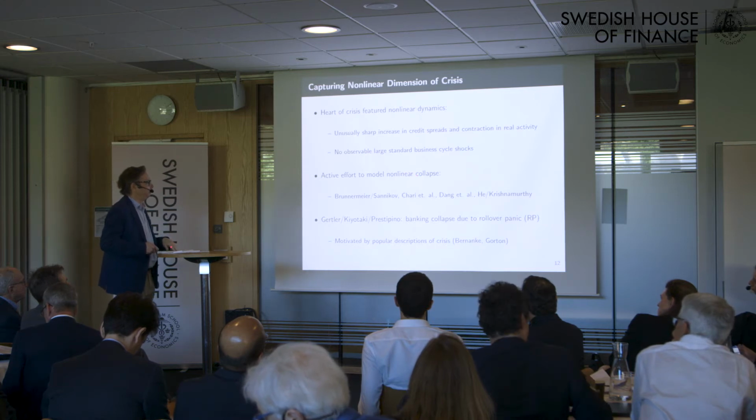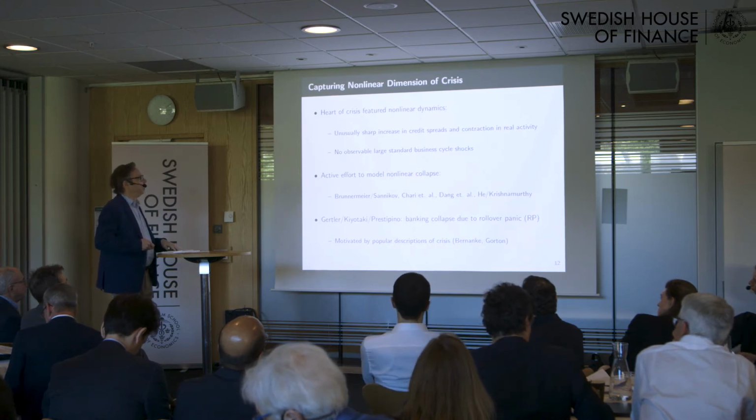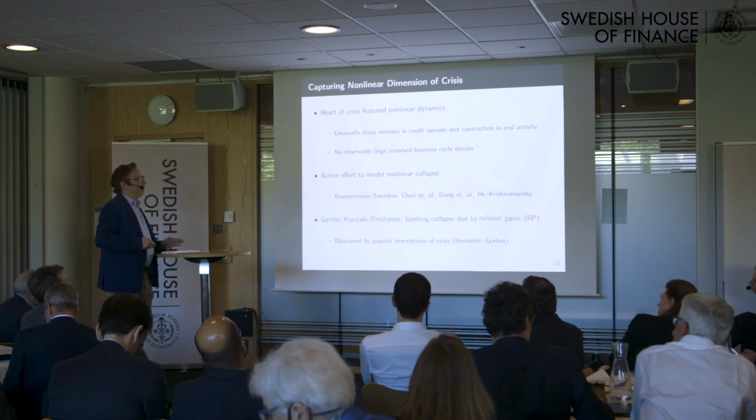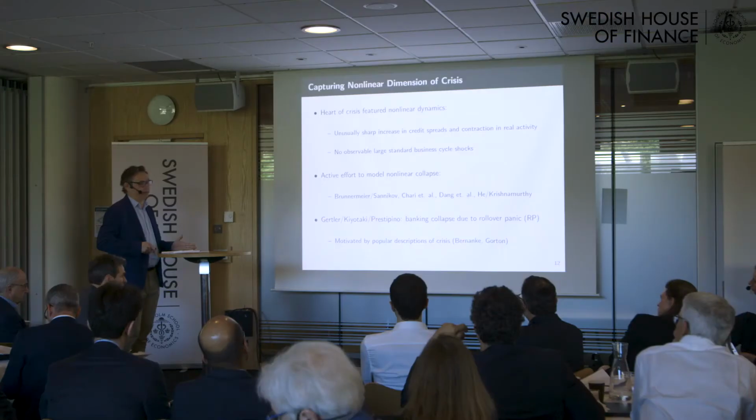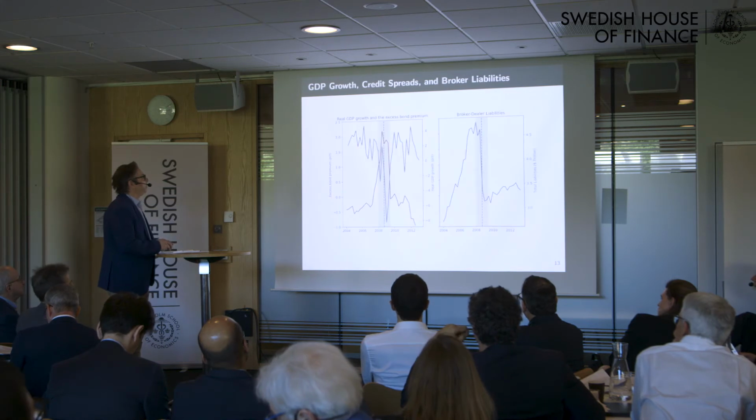I'd like to talk about some work I've done with Nobu and Andrea Prestipino, and the route we take is we take the sort of model I've been describing and append on a banking collapse which is due to a rollover panic, okay? And we're motivated in part by popular descriptions of the crisis and also what the data looks like.